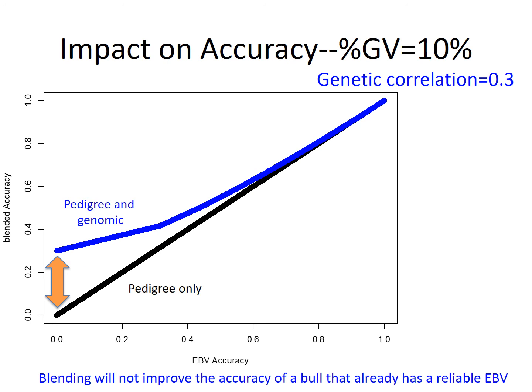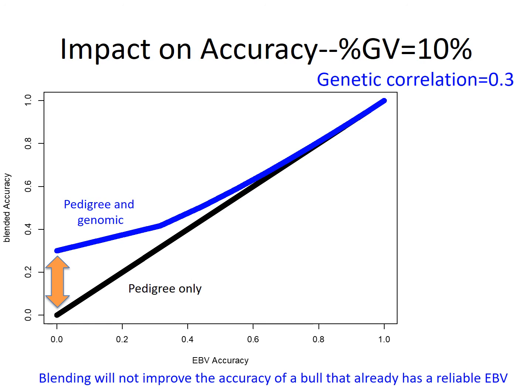The impact on accuracy from genomics depends on how well the genomic prediction is correlated with the breeding value. So a genetic correlation of 0.3 would represent a not particularly strong relationship. And this shows you how much the accuracy of prediction improves when we add genomic information on top of pedigree information against the accuracy of the bull.